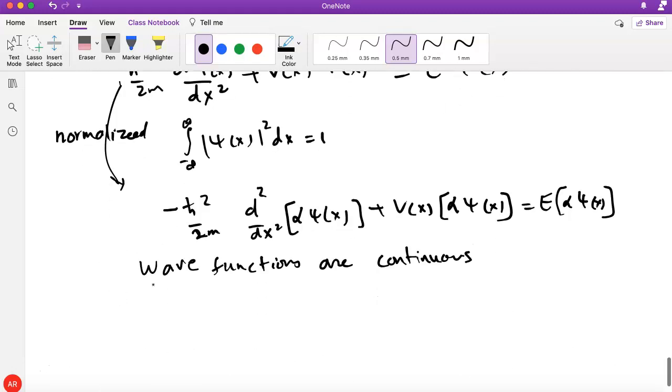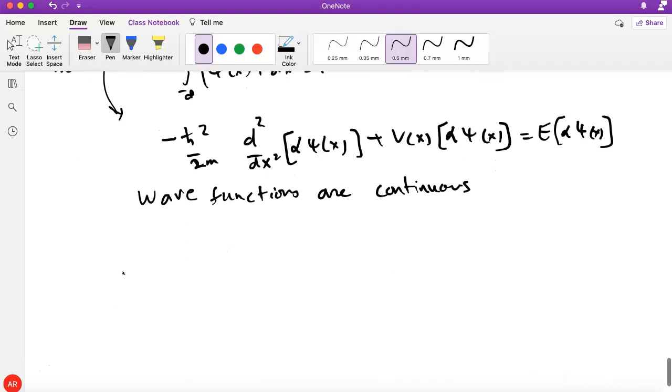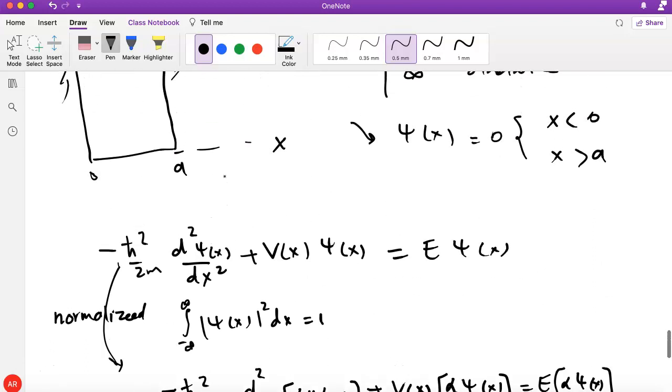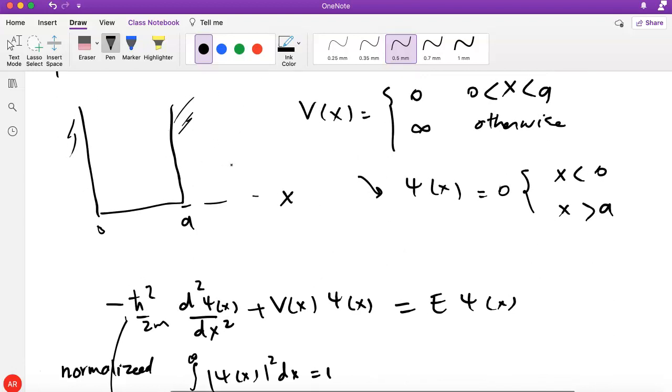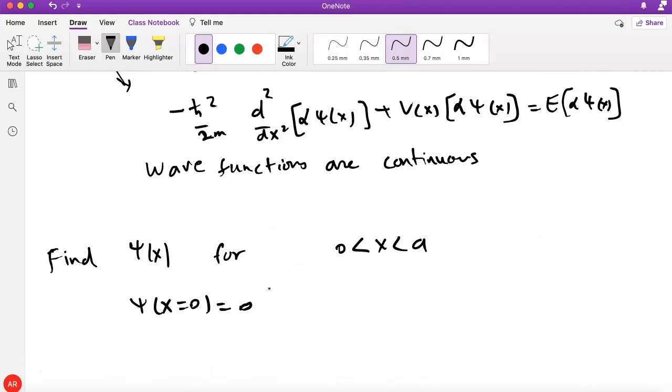So given that, we can reduce the problem to this interval from 0 to a. It becomes: find psi of x for this interval between 0 and a, and then we have some boundary conditions. We know that psi of x at 0 must be 0, because outside this region, inside the infinite potential, the wave function has to be 0. And if it's continuous at the boundary at x equals 0, it must be 0. And also psi of x at x equals a must be 0. Okay, so we have these boundary conditions.